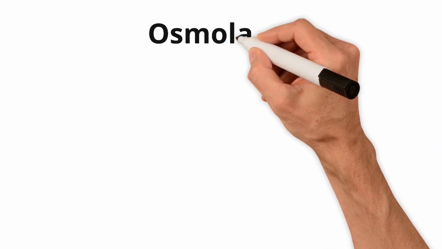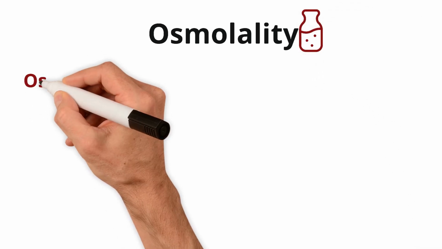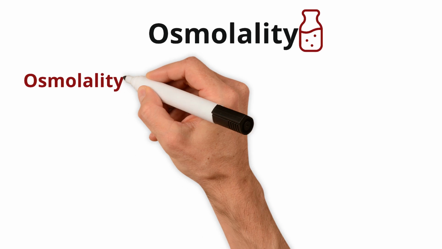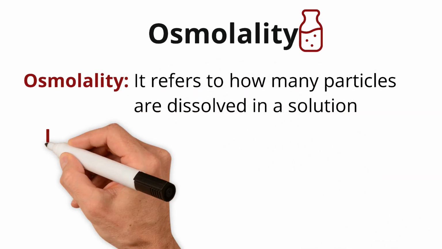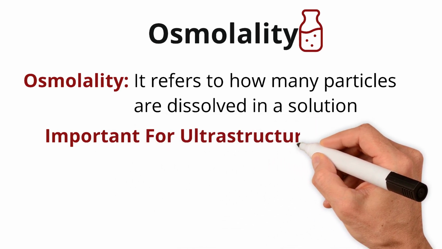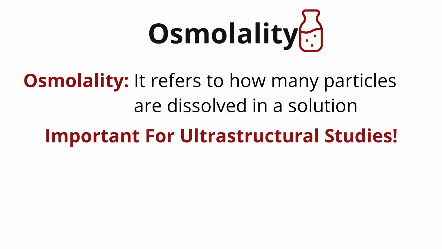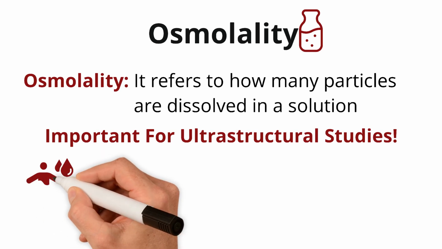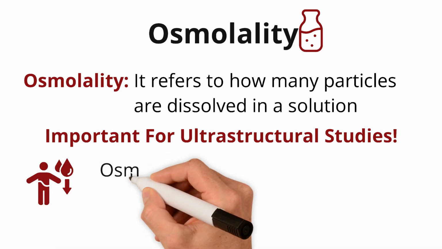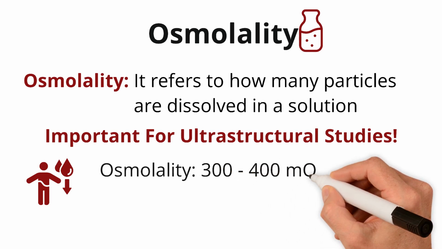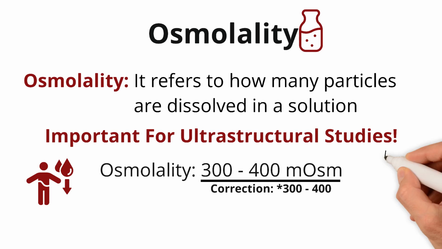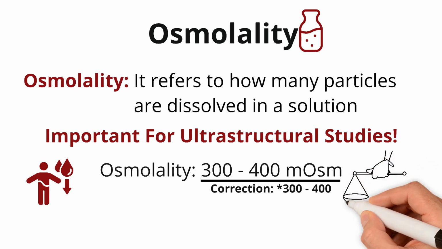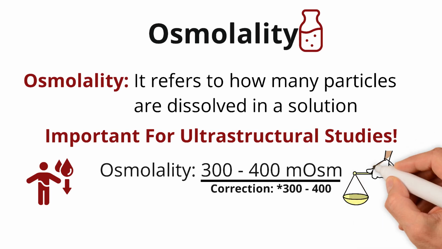Last but not least, the ninth factor that affects fixation is osmolality. Let's break down a key lab concept. Osmolality refers to how many particles are dissolved in a solution. While it is not a big deal in light microscopy, it is very important in ultrastructural studies where cell integrity is critical. Body fluids have an osmolality of about 300 to 340 milliosmoles. This is considered isotonic or balanced.